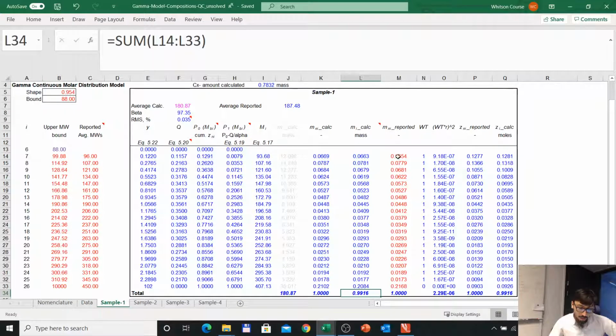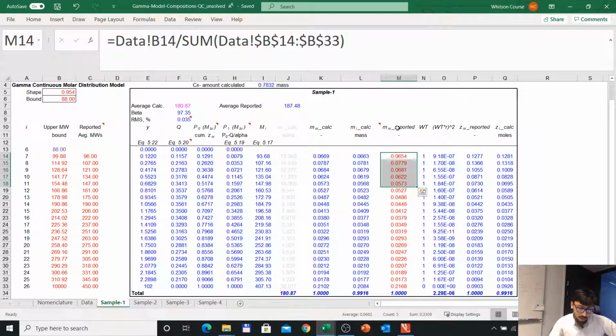Okay, and then these are the reported mass amounts, and also we are using normalized numbers here. The reason why we are using normalized numbers is because the gamma distribution model is just a probability density. It's a probability model. Okay, and we know that in a probability function, the sum of all probabilities should be equal to 1. So that's why we are using normalized numbers for the use of a gamma distribution model. And so there's normalized reported mass.